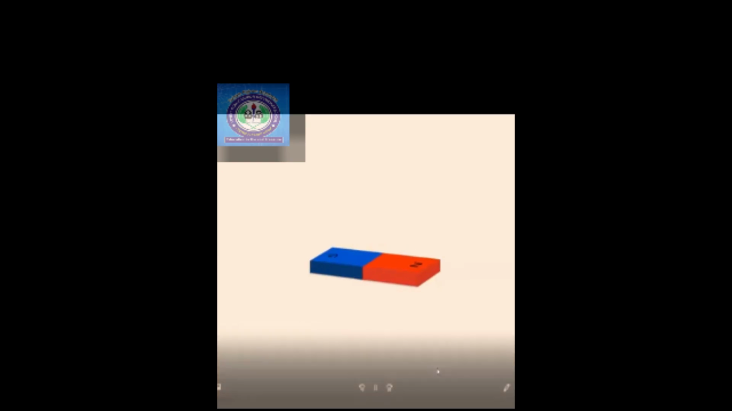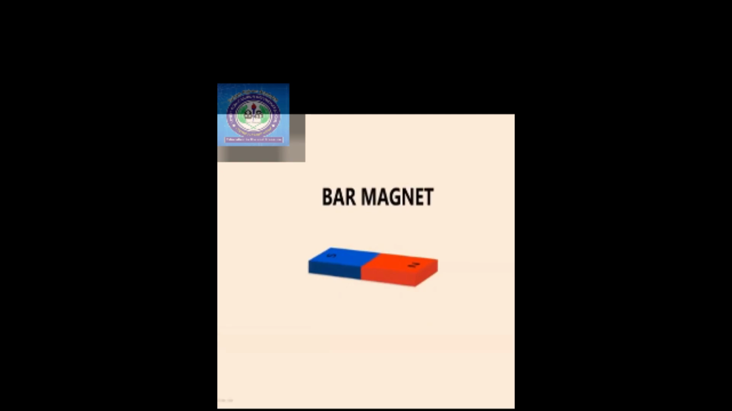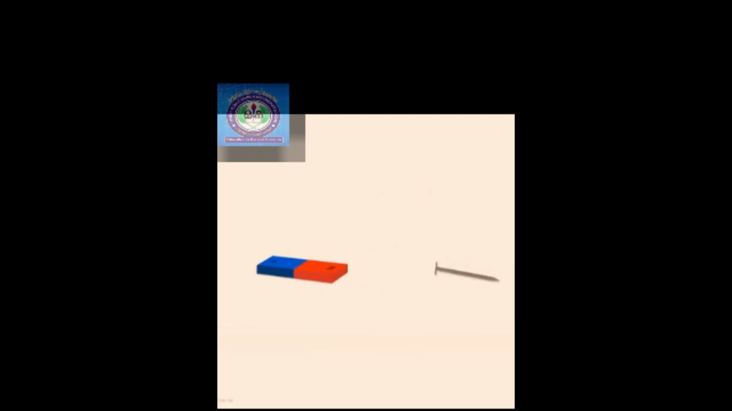You've seen a magnet with this shape before. It's called a bar magnet. It looks like a chocolate bar. What happens if we bring it near an iron nail? We know that as we bring it closer to the nail, at some point the nail moves towards the magnet and sticks to it. Moreover, it remains there until we manually separate it from the magnet.